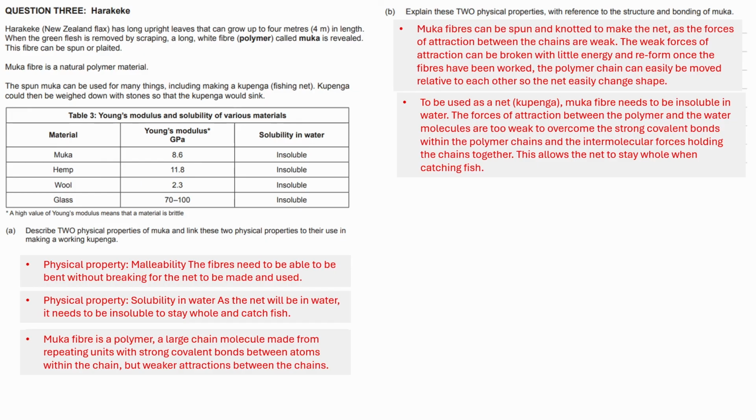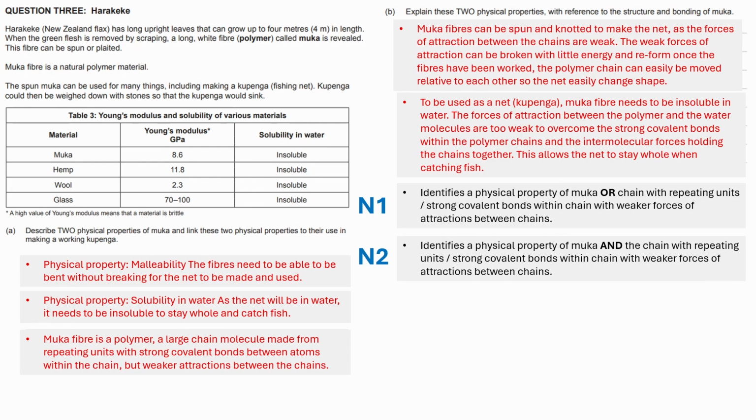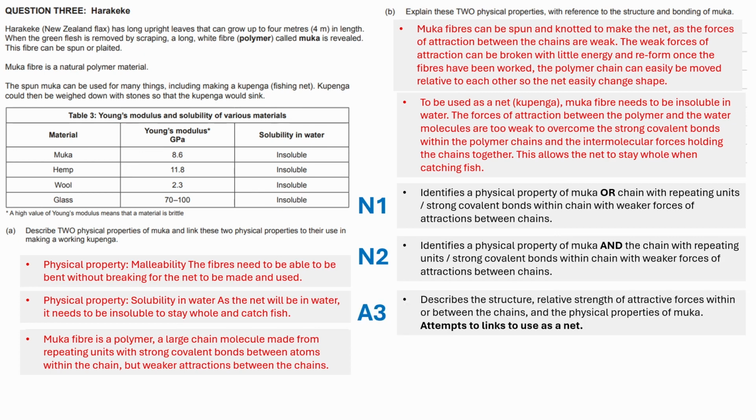Okay, that's a nice clear explanation of those 2. So N1, if we can identify a physical property of muka, or that it is made up of a polymer with repeating units or strong covalent bonds within the chain and weak forces between them, we get an N1. And N2 is an and here, so a property, and it's made up of a polymer, repeating units in a chain.